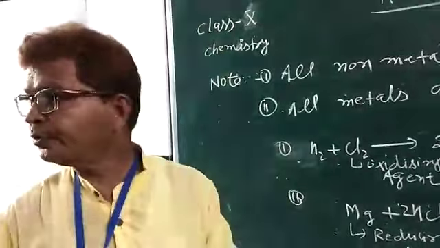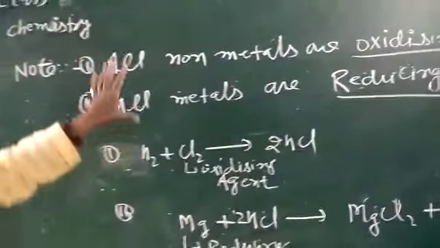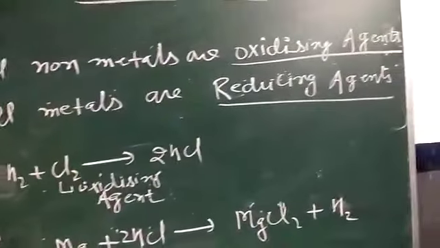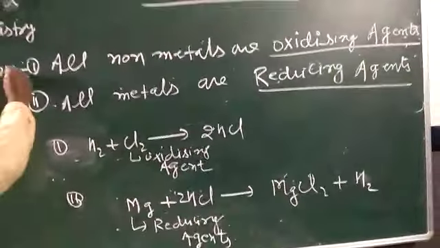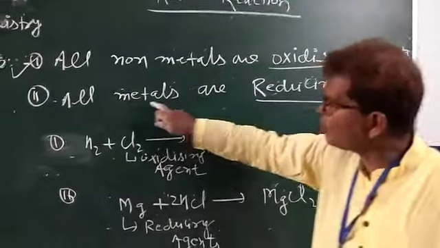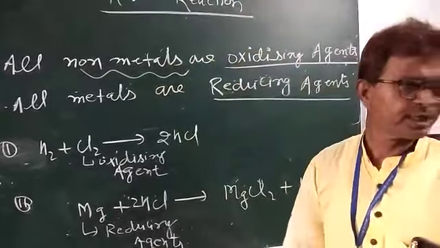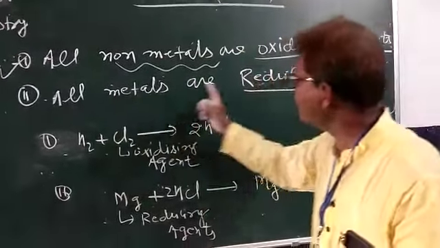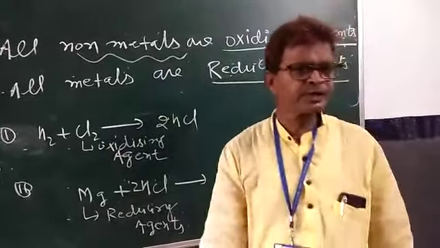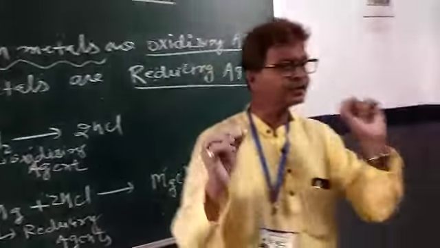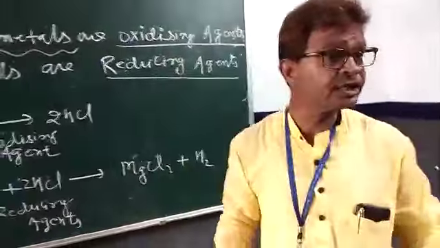Students, now we are going to have some conception about oxidizing agent and reducing agent. See note 1. All non-metals are oxidizing agents. See it cautiously. All non-metals are oxidizing agents and all metals are reducing agents. Students, if you have a conception about oxidizing and reducing agents, you can answer each and every question regarding the redox reaction.